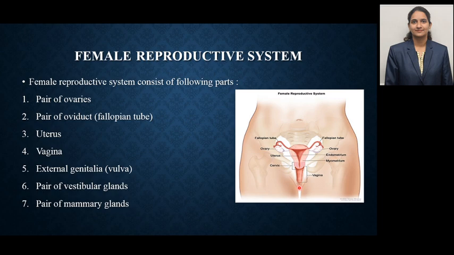Again, like the male reproductive system, here also there are a pair of vestibular glands and a pair of mammary glands. The male reproductive system has different glands, but they have some secretory function in them. Similarly, here also secretory function is there, which is performed by the vestibular glands and mammary glands.